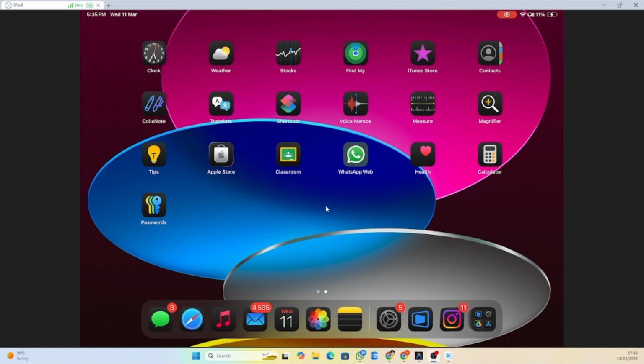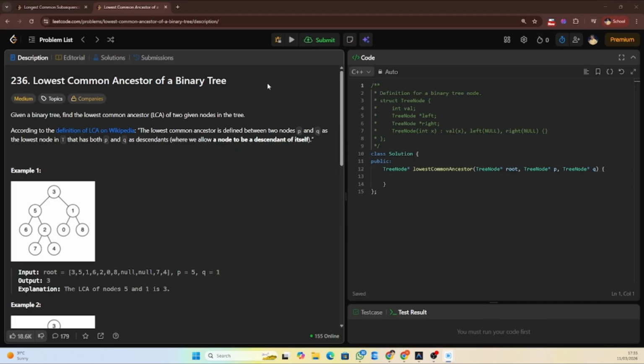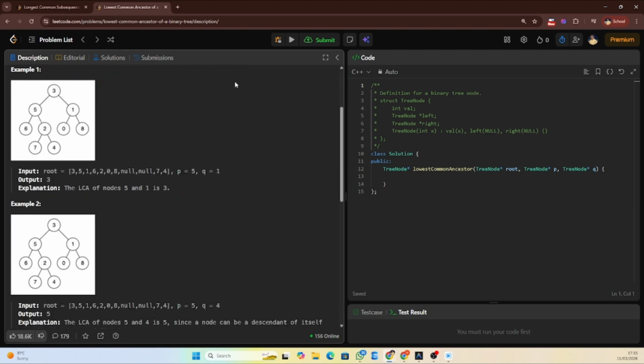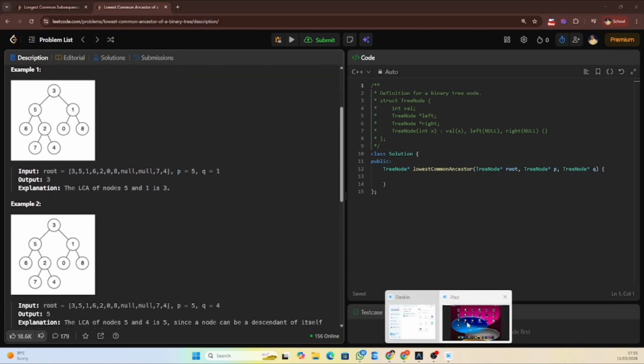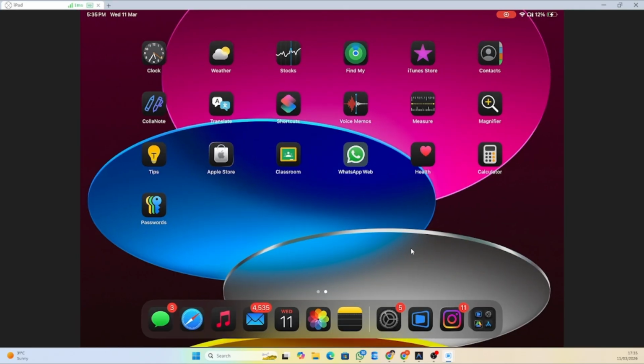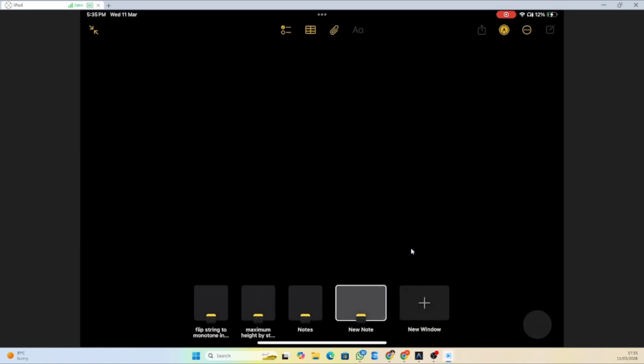Hello everyone. Today let us discuss one of the good tricky questions. It's a famous question called lowest common ancestor of a binary tree. Before going to these examples, I'll take you through the proper examples on my iPad. What is an LCA? Least common ancestor. Let me explain.